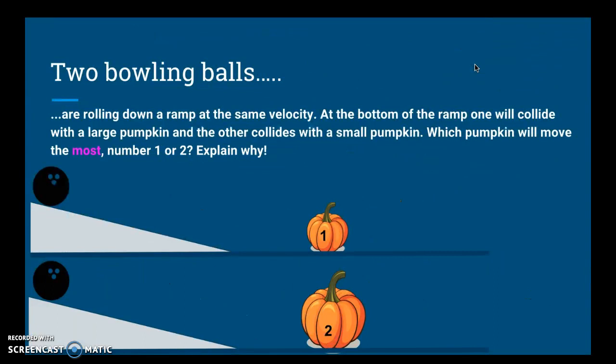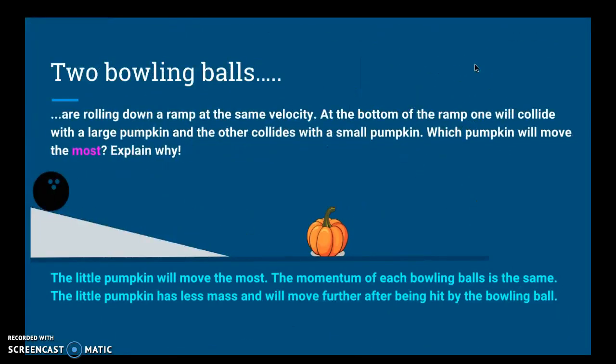Okay, now this time we have two bowling balls rolling down a ramp at the same velocity. At the bottom of the ramp, one will collide with a large pumpkin, number 2, and the other will collide with a small pumpkin, number 1. What pumpkin is going to move the most? Number 1 on the top or number 2? And explain why. The little pumpkin is going to move the most. The momentum of each ball is the same. So the little pumpkin has less mass, and therefore when it is hit by a bowling ball, it will fly farther than the larger pumpkin.